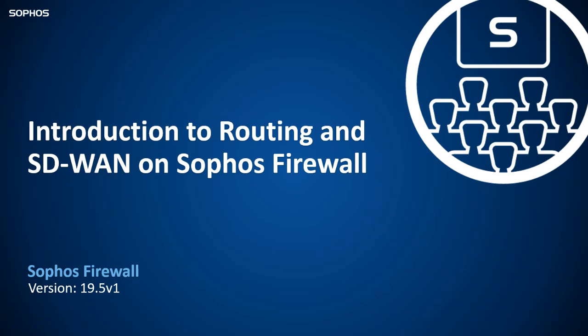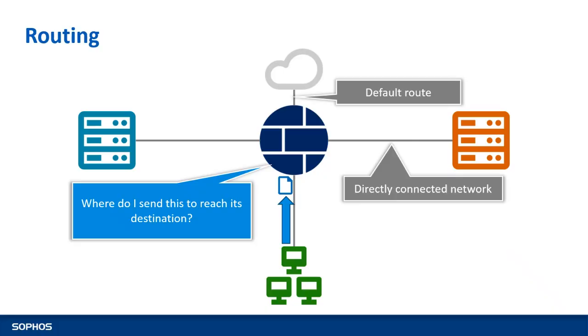So now we will see routing, which is one of the important topics for us. Okay, when Sophos Firewall receives traffic, it needs to know where to send it so that it reaches its destination. If the traffic is destined for a network to which Sophos Firewall is connected, it will know where to send it. Everything else will be sent to the default route, which is usually your ISP, or internet service provider.